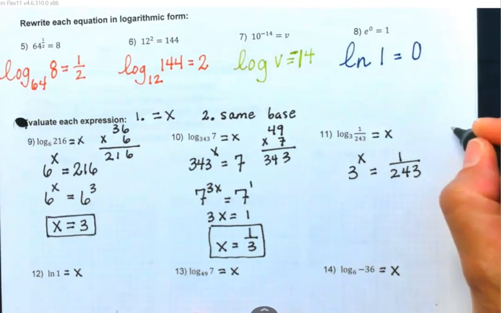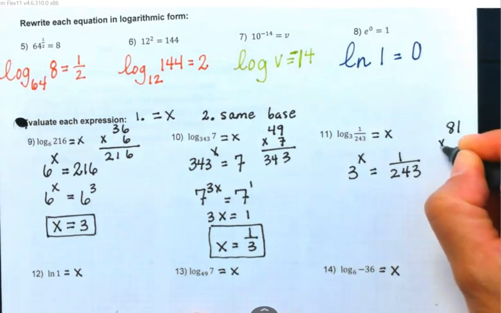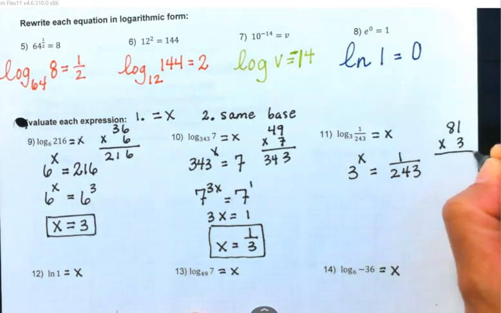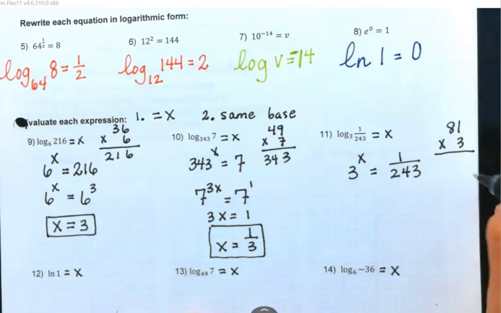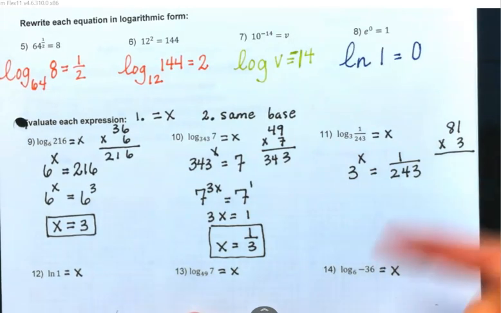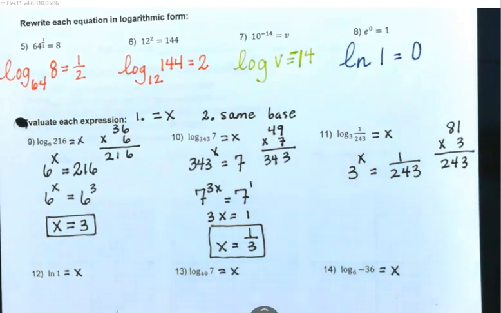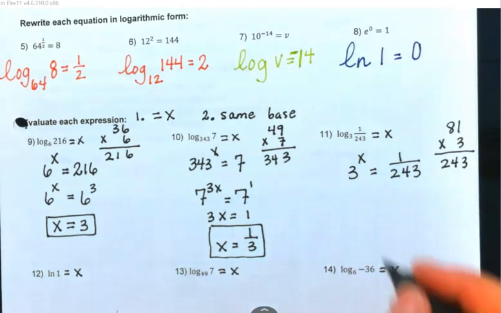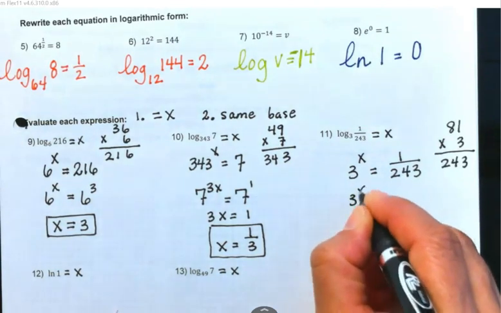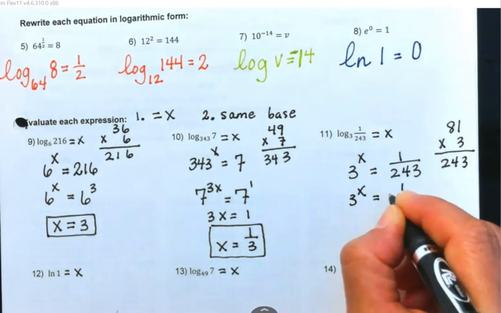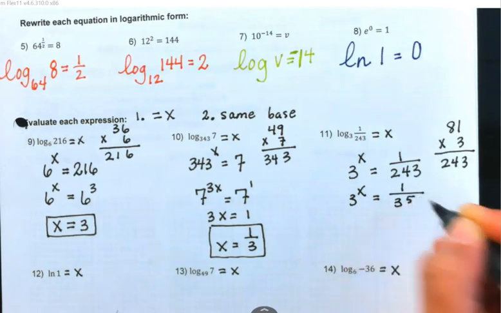So look, let's do 81 times another 3. Then we'll have 3 to the 5th. So 81 times 3 is 243. So we're right there. 243 is 3 to the 5th. So let's write it like that. We're going to write 3 to the x equals 1 over 3 to the 5th.